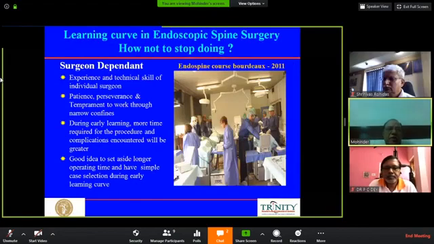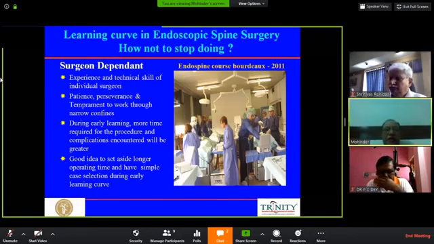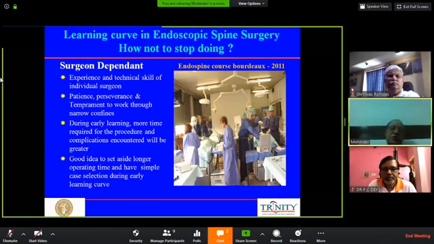To minimize the learning curve, I would like to highlight the surgeon dependent factors. Experience and technical skill vary from individual to individual. As we say, such and such guy is a God gifted surgeon. But we all are God gifted. The only thing is we have to put in more labor and hard work. We worked hard to secure an MBBS seat, our MS seat and then MCh seats. So it is not a big deal that we can't learn spine endoscopy. It is only your mindset.